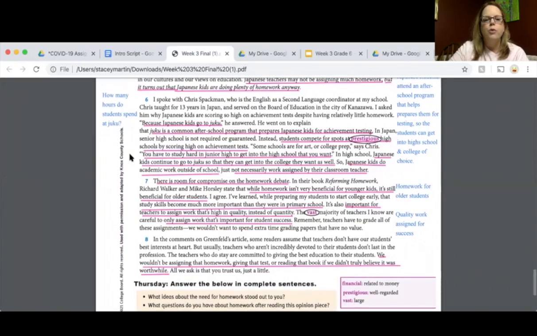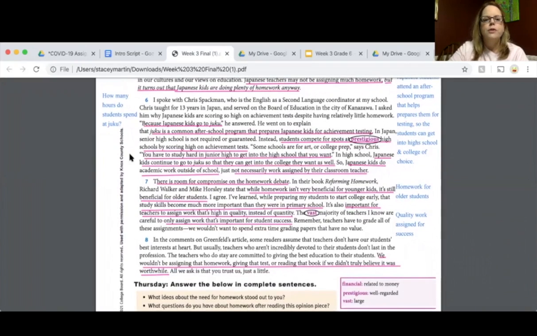It's also important for teachers to assign work that's high in quality instead of quantity. The vast majority of teachers I know are careful to only assign work that's important for student success. Remember, teachers have to grade all these assignments. We wouldn't want to spend extra time grading papers that have no value.